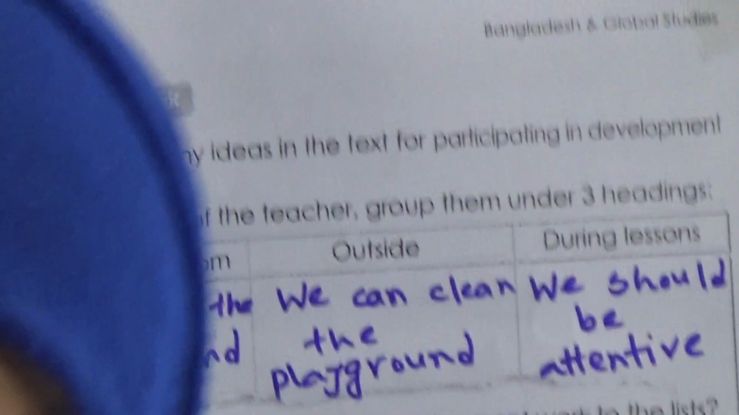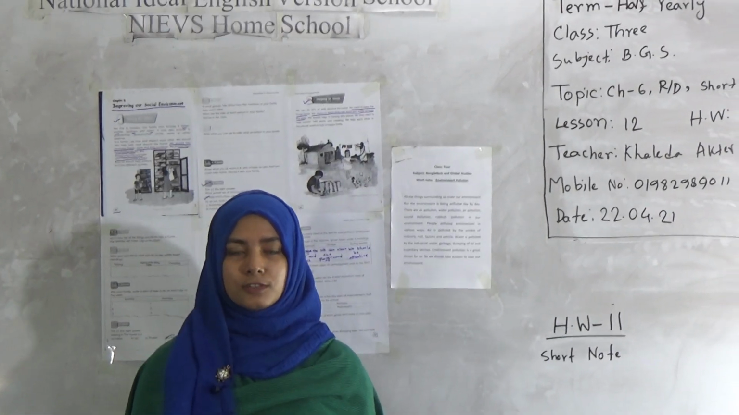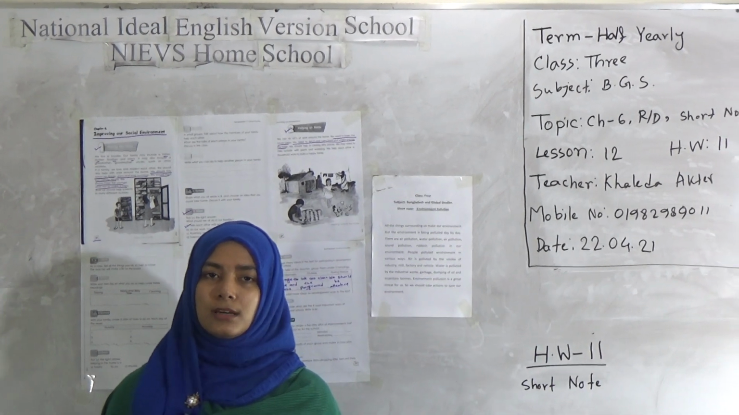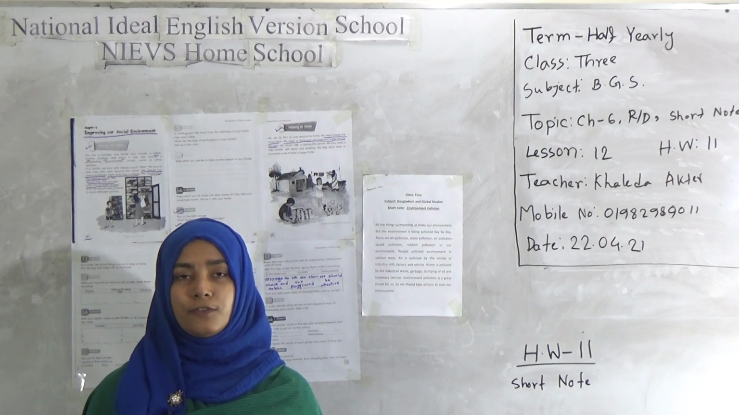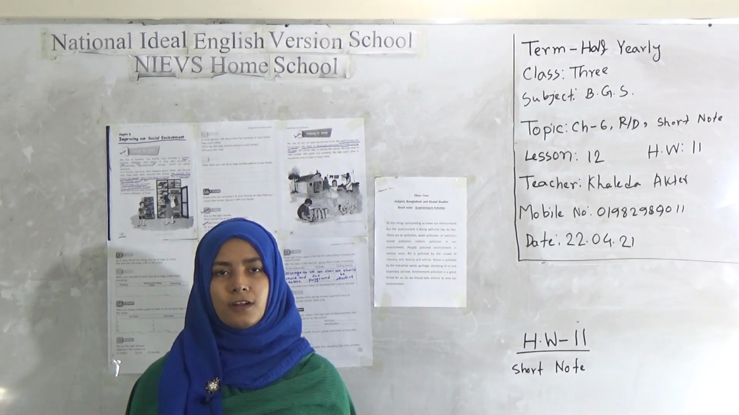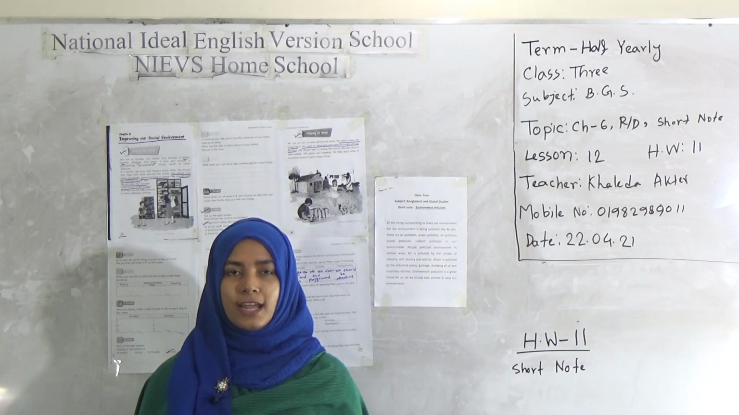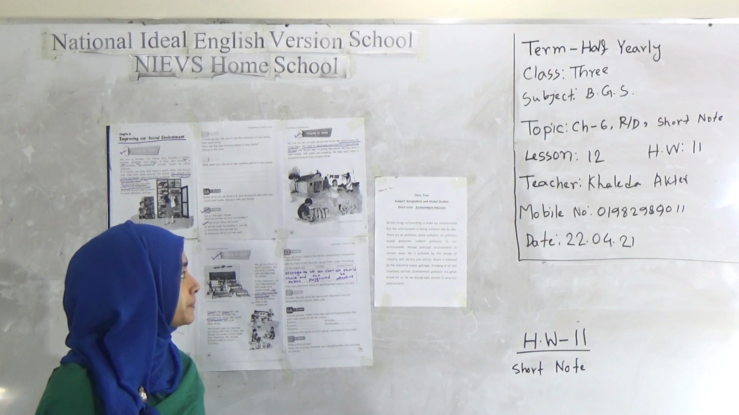And this is the thing about this chapter, improving our social environment. So dear students, this was about your chapter, which is about how we can improve our social environment. Actually, if we make our home clean and proper, if we help our family, if we help our teacher, and if we do our duties properly, our environment can be improved and we can live a happy life. So now come to the next point.